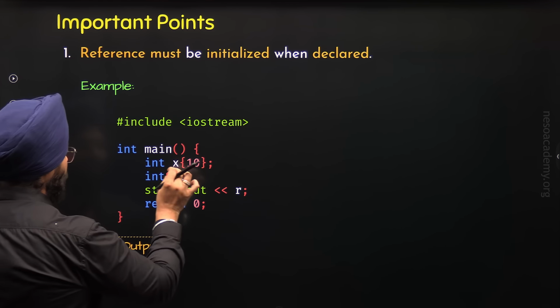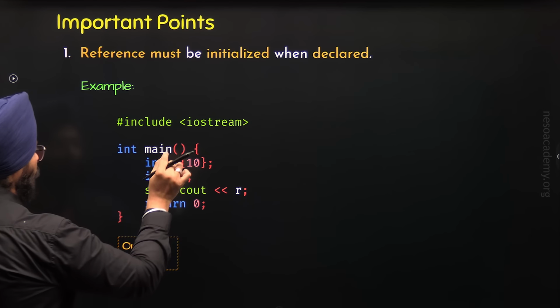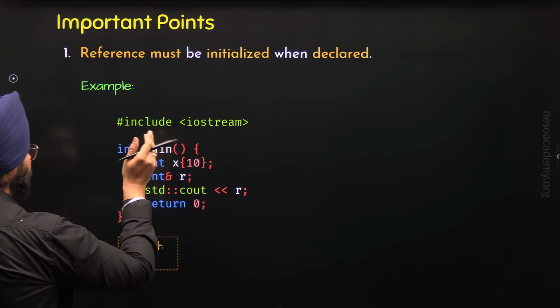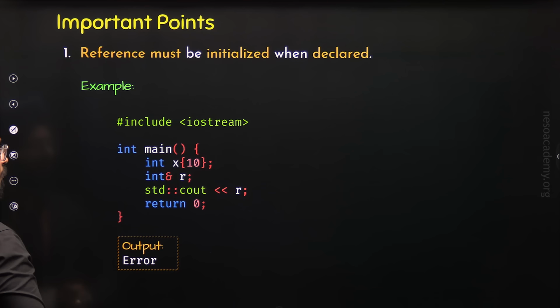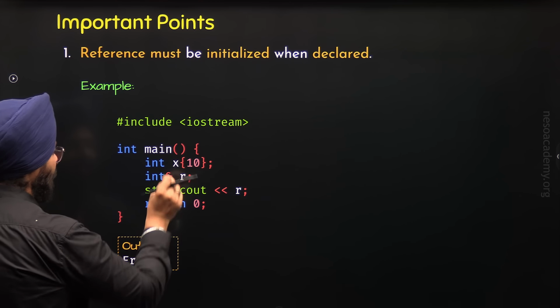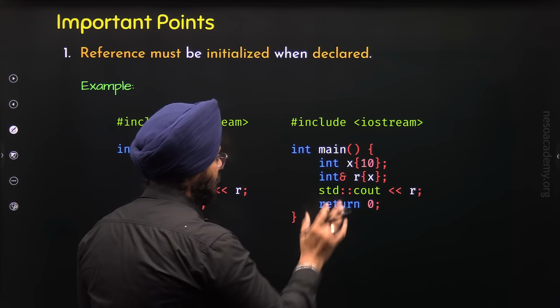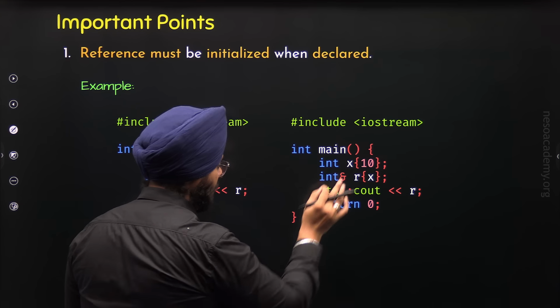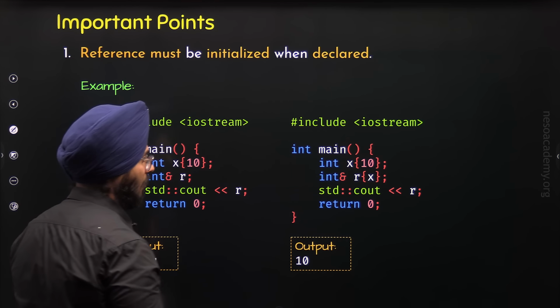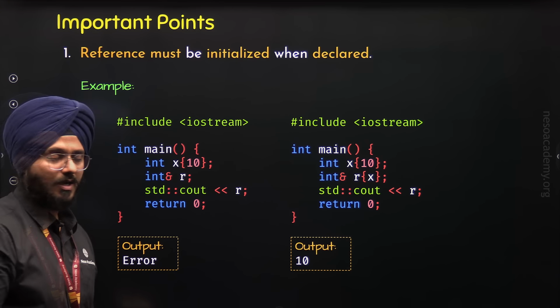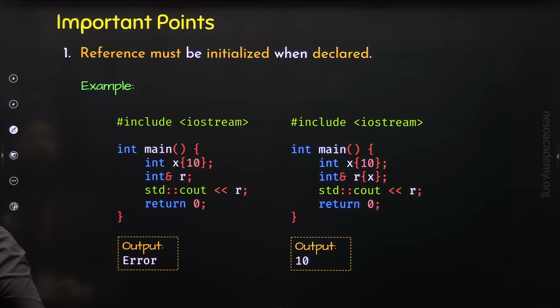Now, if we want to initialize it, then we need to provide some variable within braces. I have already defined this variable x, so we can provide x within braces after the name of the reference like this. Now, this is the correct program. In this case, we will get 10 as the output because r is just another name for this variable x. Now let's move to point number 2. We have understood point number 1.